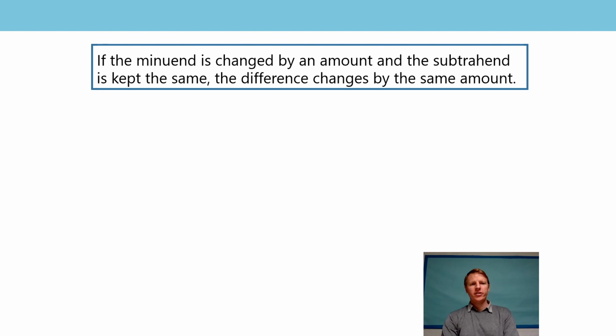So in today's lesson, we are still using the same generalization. If the minuend is changed by an amount and the subtrahend is kept the same, the difference changes by the same amount. Here's the first calculation. Luckily, there's nothing for us to solve because we're given the complete calculation. 62,865 subtract 41,294 is equal to 21,571.